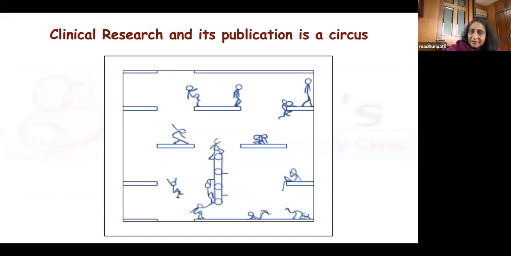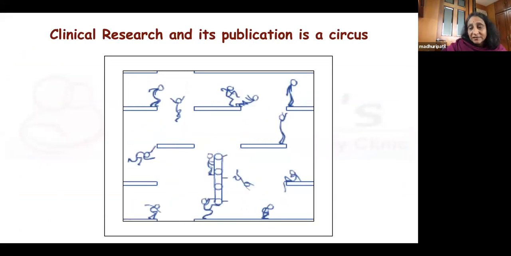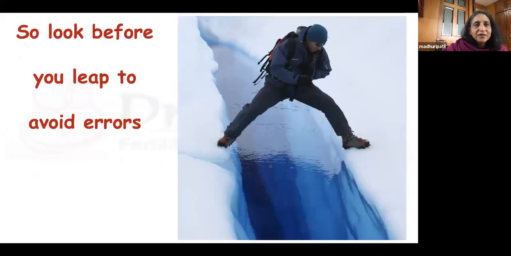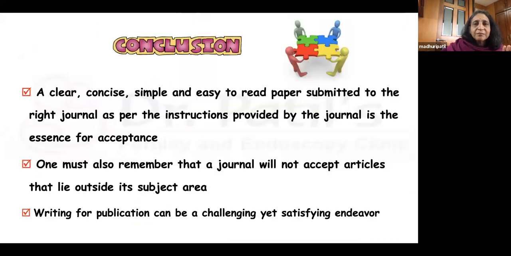So basically, clinical research and its publication is just like a circus where you have to go up and down. And therefore, you have to look before you leap to avoid errors. So your study, the literature review, and the concepts have to be very, very clear to have a very good publication. A clear, concise, simple, and easy to read paper submitted to the right journal as per the instructions provided by the journal is the essence for acceptance. One must also remember that a journal will not accept articles that lie outside its subject area. Writing for publication can be a challenging but satisfying endeavor.